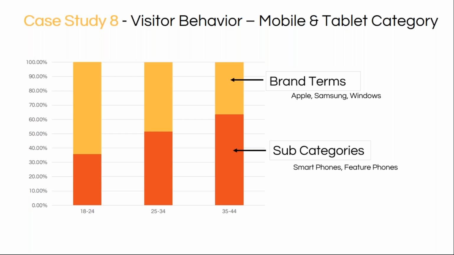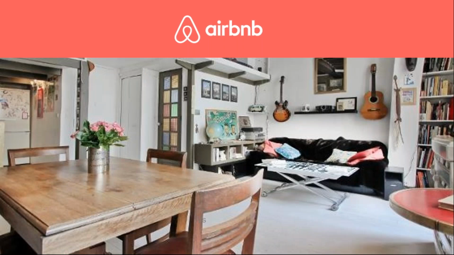So from that, you can actually build a personalized website. So if you know that older people come to the website, show the subcategories. If you know that younger people come to the website, show them the popular brand.